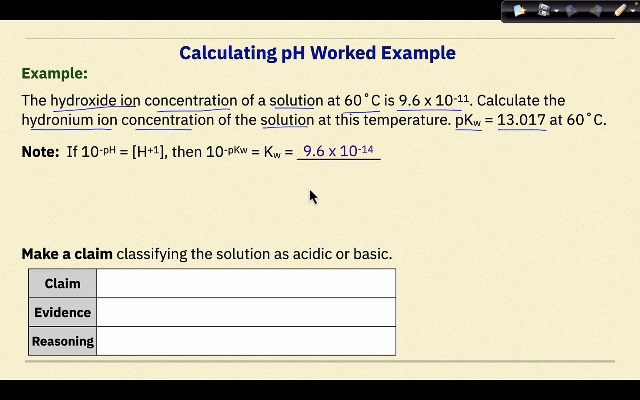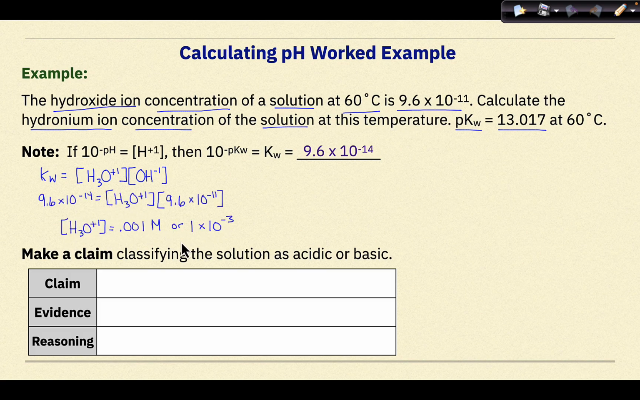So we're going to start with Kw is equal to the hydronium ion concentration times hydroxide ion concentration. We're going to plug in our value for our Kw and our hydroxide ion concentration, which is given in the stimulus. And when we solve for our hydronium ion concentration, we find it to be 0.001 molar, or 1 times 10 to the negative 3 molar. Based on this information, we can make a claim classifying the solution as acidic or basic.